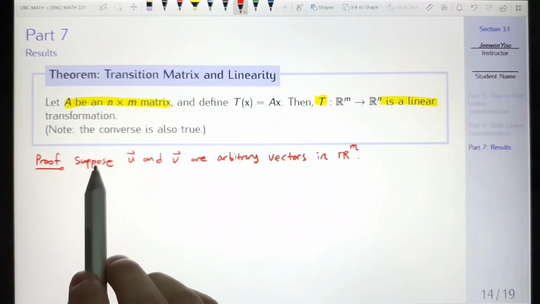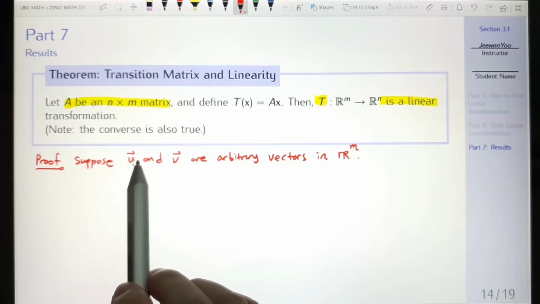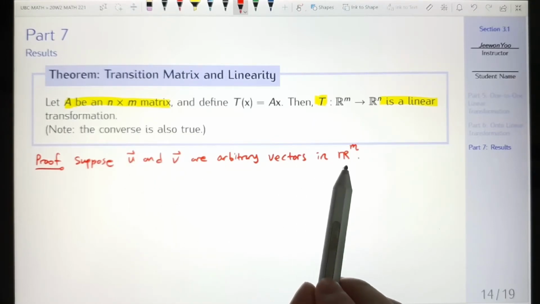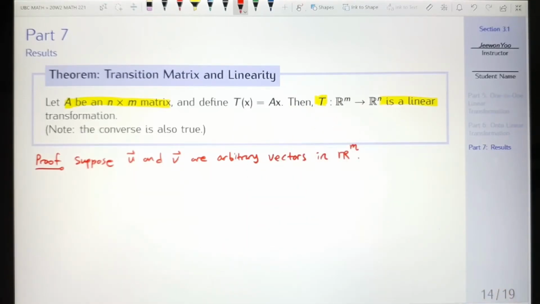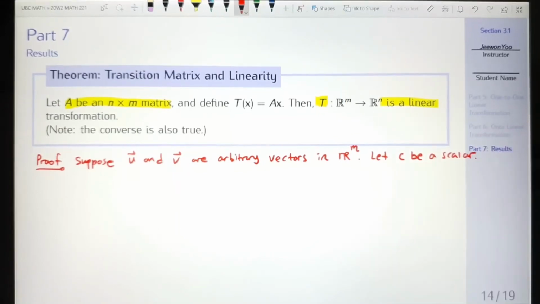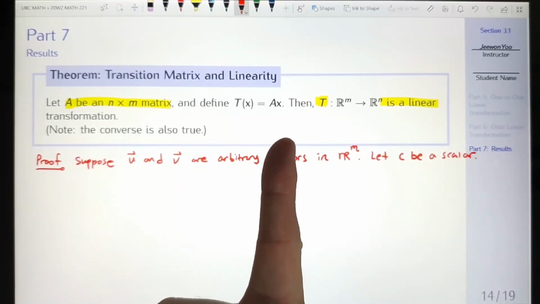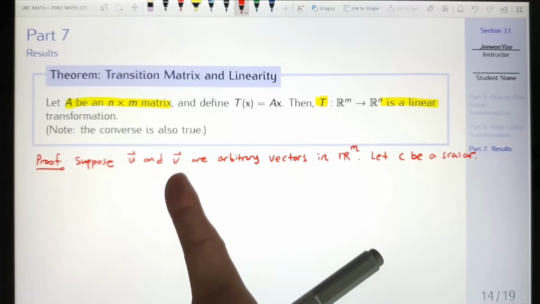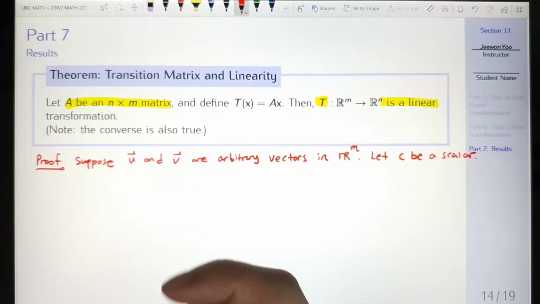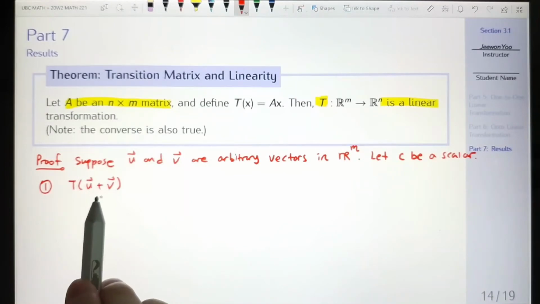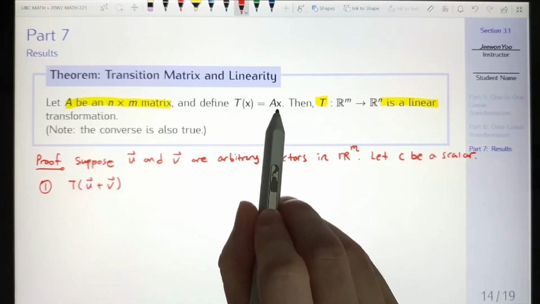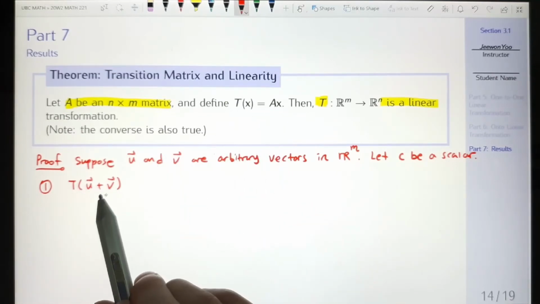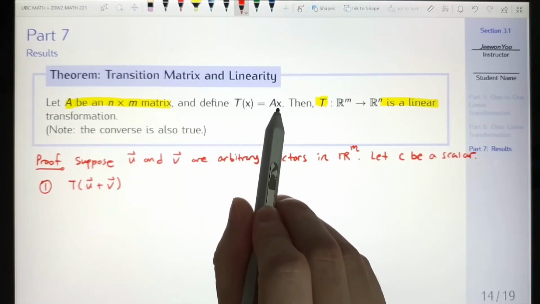The first line is, suppose we pick 2 vectors U and V from the domain. And let's say we pick C to be a scalar this time. Number 1, we're going to show T of U plus V equals T of U plus T of V. This is the left-hand side of that equation. Look, T of U plus V, by the definition, do you agree that it's the same as A times U plus V?